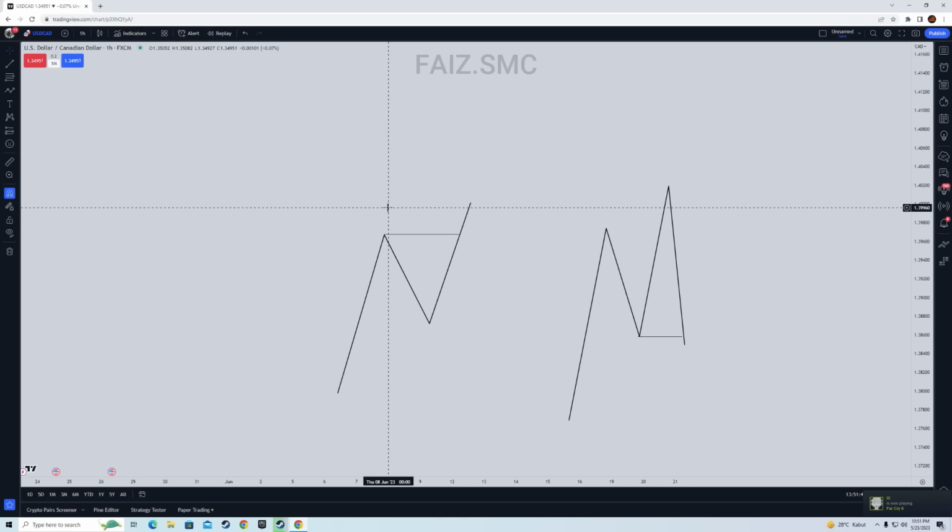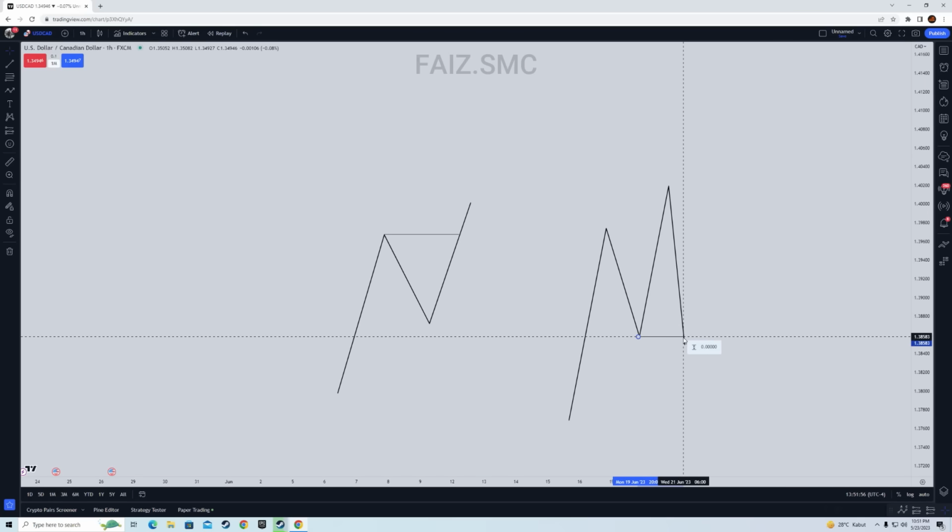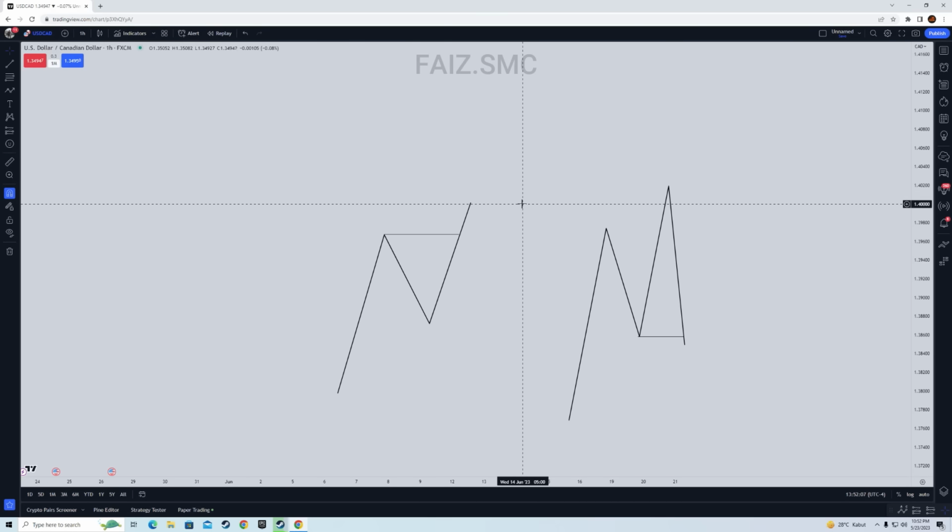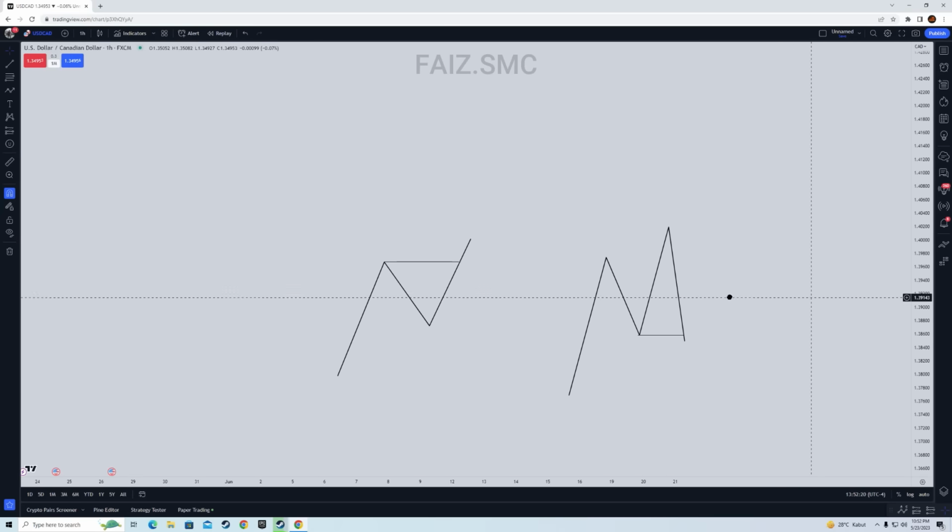So this one is A, B, C, right? And this one is A, B, C, D. Both of them are really powerful, and I'm going to explain how you can use these patterns with context, because using these patterns without context, they're not going to work. You cannot just simply trade every single pattern like this. There needs to be a context behind this pattern. Of course, it can work on its own. I'm not saying it doesn't work like that, but you need to use a little bit more confluence with it.